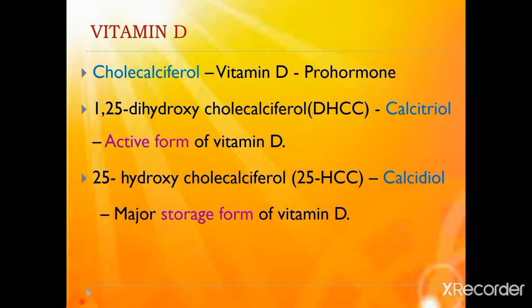The active form is calcitriol, that is 1,25 dihydroxycholecalciferol. So it is the active form of vitamin D. The first position and the 25th carbon position have an OH group attached to become the active form. And the major storage form is 25 hydroxycholecalciferol, or calcidiol.